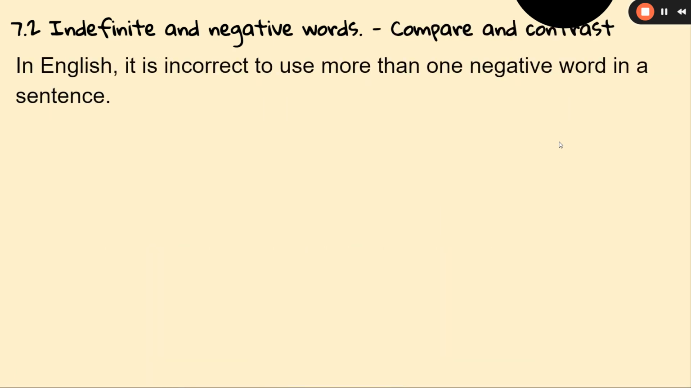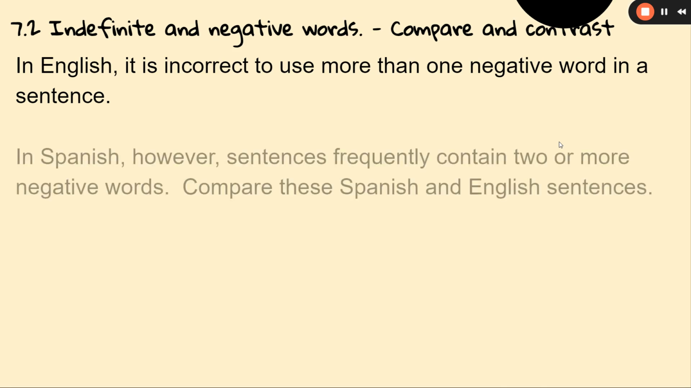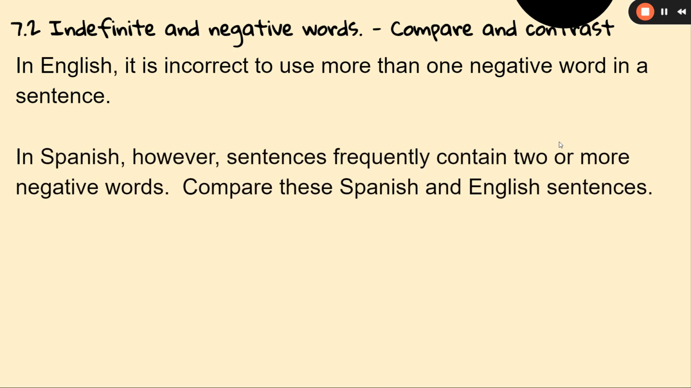In English, it is incorrect to use more than one negative word in a sentence. So you wouldn't say, I don't need nothing. That doesn't make sense in English. I don't want nothing. Okay, you don't use double negatives. I don't know nobody. Okay, it doesn't make sense in English. You can't say that in English. So in Spanish, however, sentences frequently contain two or more negative words.